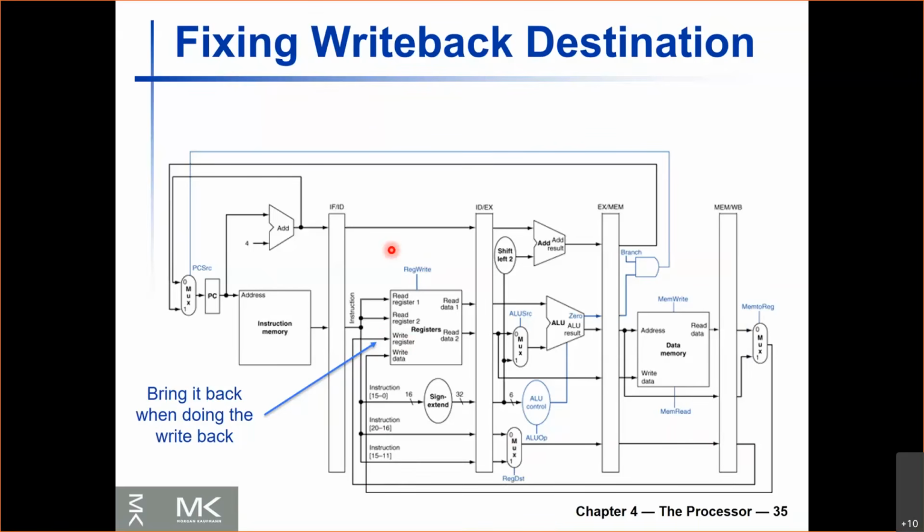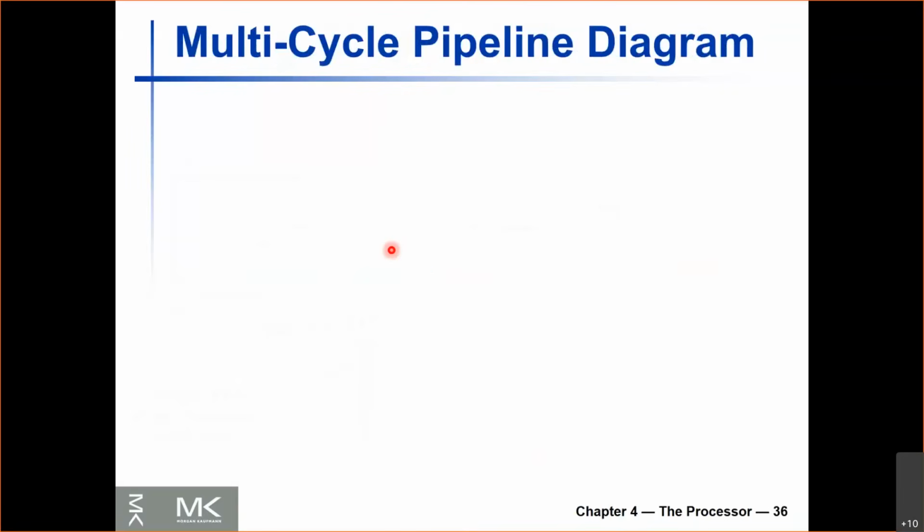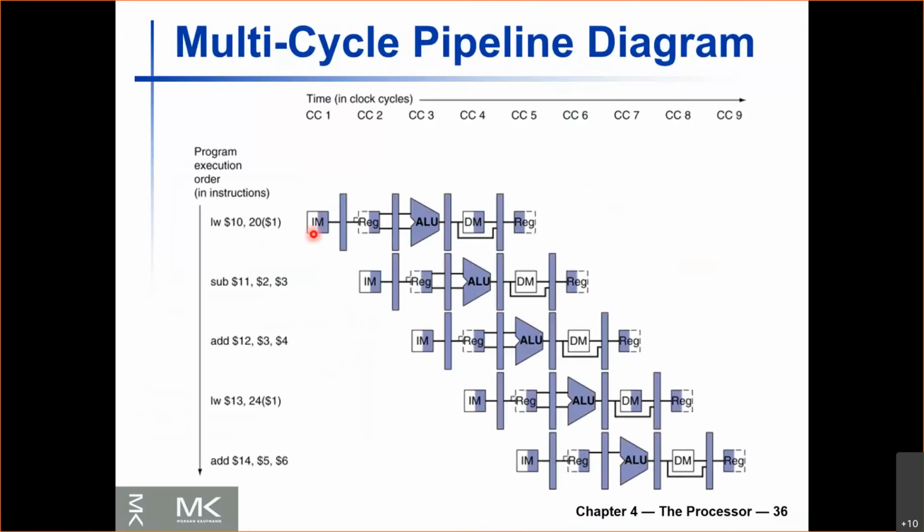Okay, great. Okay, so now we have our pipeline data path. When we talk about pipeline, there are two diagrams that we like to use. The first is the multi-cycle pipeline diagram, and I've been using this diagram a lot so far. So now I'm going to modify this diagram a bit to show where the pipeline registers are. Okay, so this is the pipeline. This is the diagram that we've been using before to show how instructions execute in the pipeline.